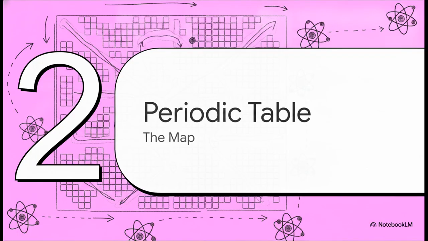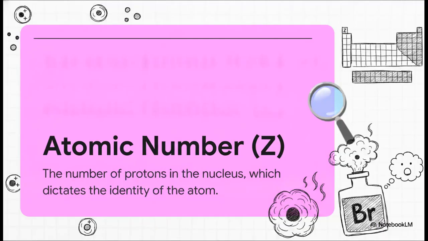Okay, moving right along to Section 2, Decoding the Periodic Table, the ultimate map. Now, I really don't want you to look at the periodic table as just some random list of elements you have to painstakingly memorize. Instead, think of it as your ultimate map. It's a perfectly organized tool built entirely on predictable, recurring patterns.